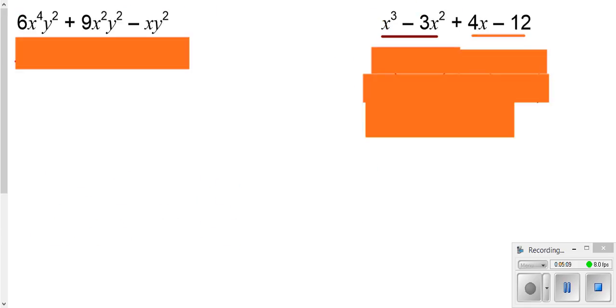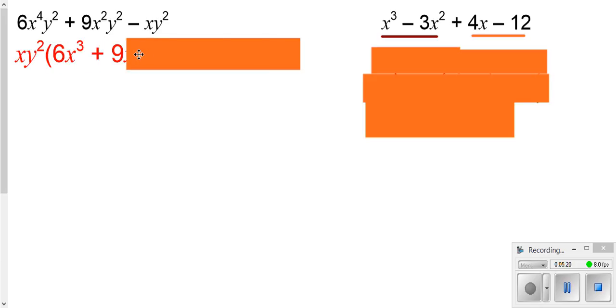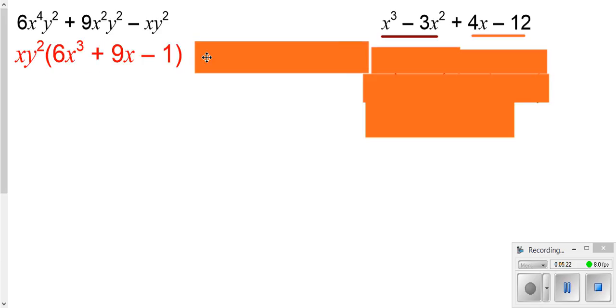So go ahead and try to quickly do these two and then watch the video. We'll pull out our greatest common factor, which is just an x and a y squared, leaving us with a 6x cubed plus a 9x minus a 1.